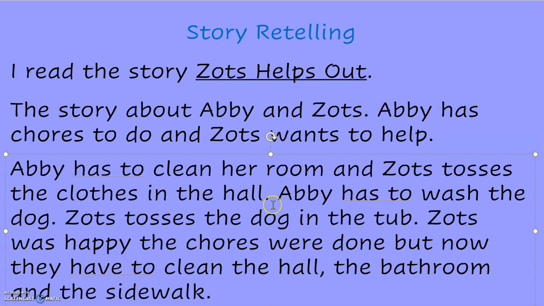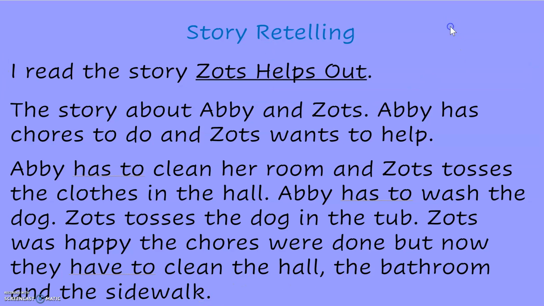Oh boy. All right, let's read our retelling, okay? I read the story Zots Helps Out. The story is about Abby and Zots. Abby has chores to do and Zots wants to help. Abby has to clean her room and Zots tosses the clothes in the hall. Abby has to wash the dog. Zots tosses the dog in the tub. Zots was happy the chores were done, but now they have to clean the hall, the bathroom, and the sidewalk.